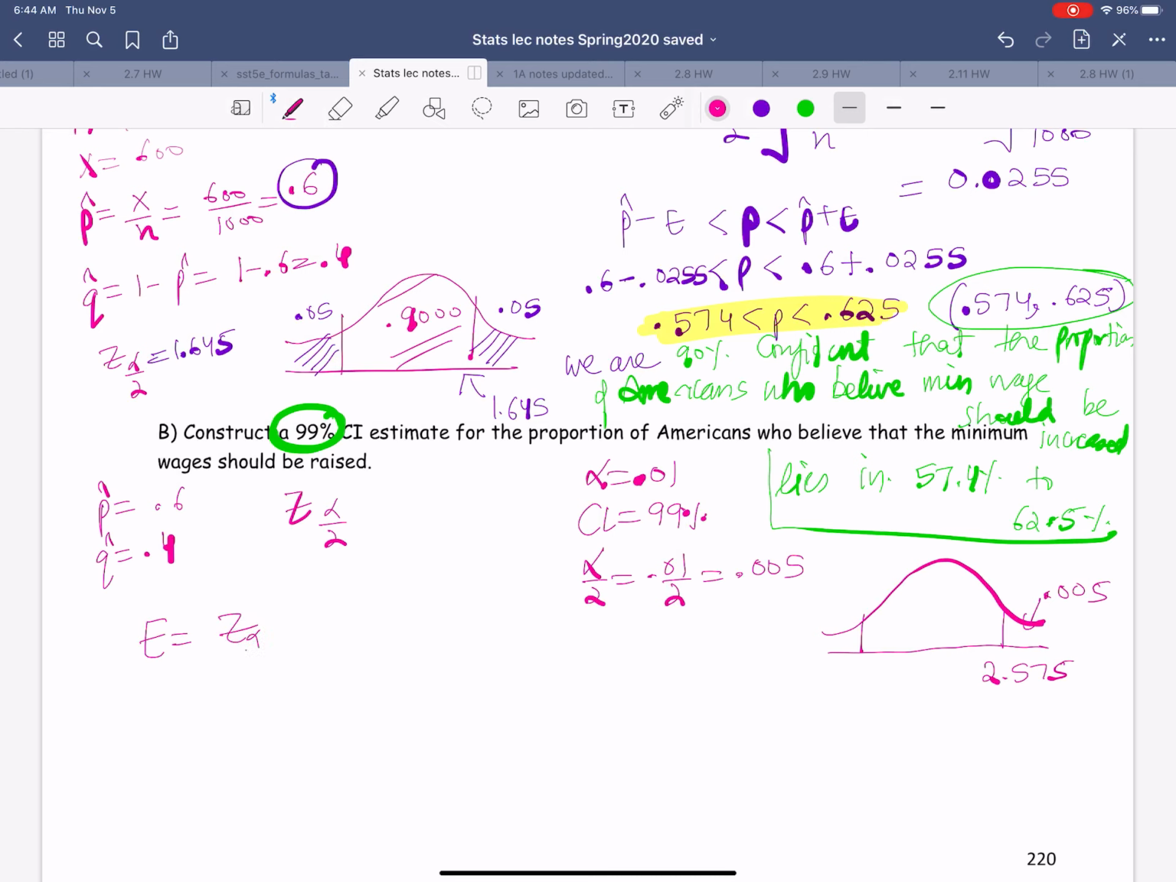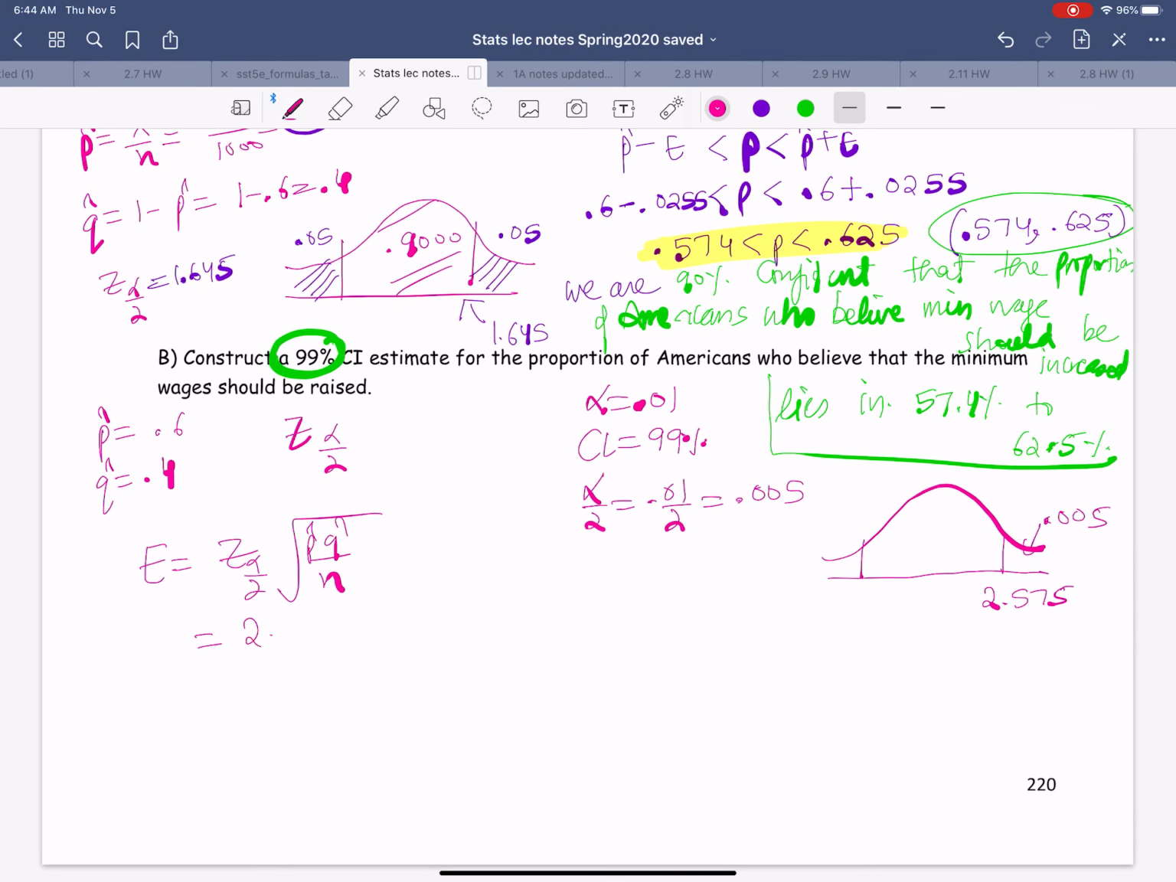Margin of error, z alpha over 2 square root of p hat q hat divided by n. That turns out to be 2.575 square root of p hat, p hat is 0.6, q hat is 0.4, divided by 1,000. And that turns out to be 0.03989. Okay, so that's my margin of error.